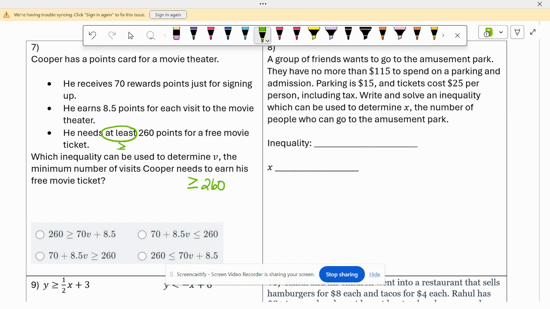So, Kimber, how many points did he get right off the bat for signing up? So he gets 70 points right off the bat for signing up. And then how many points does he get every time he goes to the theater? So 8.5 per visit. So does that match any of the inequalities below? Which one? Yeah, this little guy down at the bottom left.